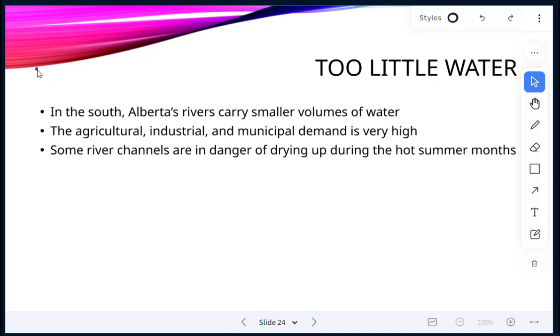Too little water. In the south, Alberta's rivers carry smaller volumes of water, but the agricultural, industrial, and municipal demand is very high. So some river channels are in danger of drying up during those hot summer months.